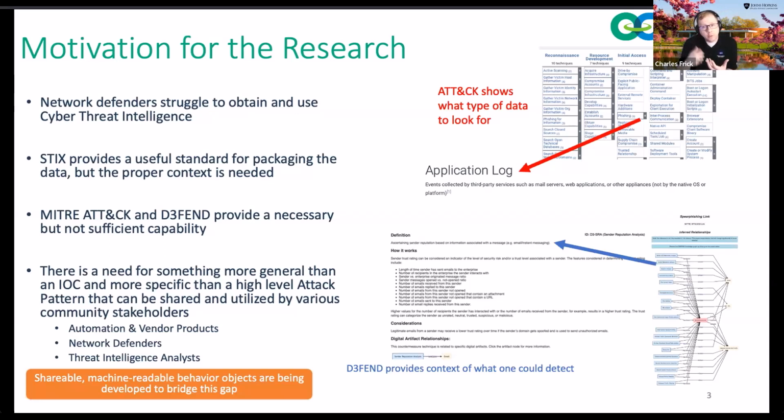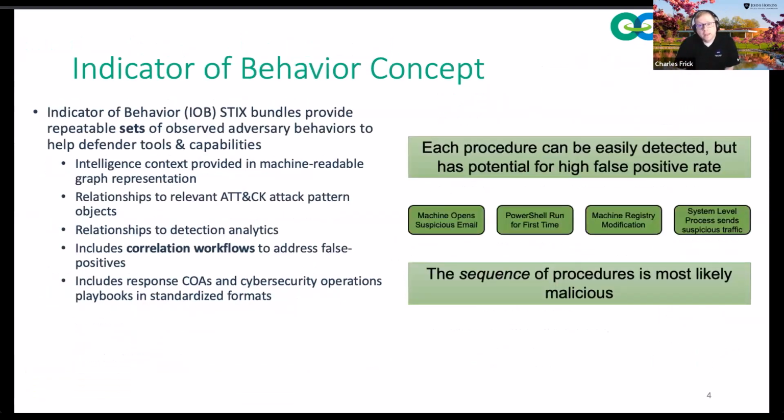And so we wanted to look at how we could represent sequences of procedures that were repeatable. That led us to understanding that we really needed a machine-readable object that could represent what the adversary is doing in a way that's a little more specific than what we find in ATT&CK, but still higher level and repeatable as compared to an indicator of compromise. And that led us to representations of adversary behavior, or indicators of behavior.